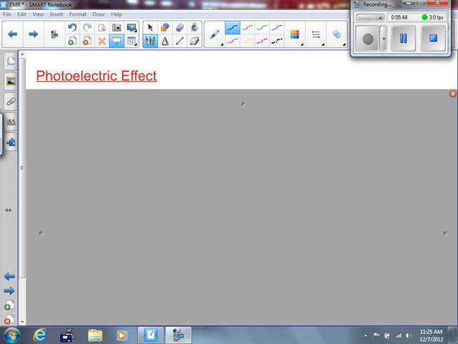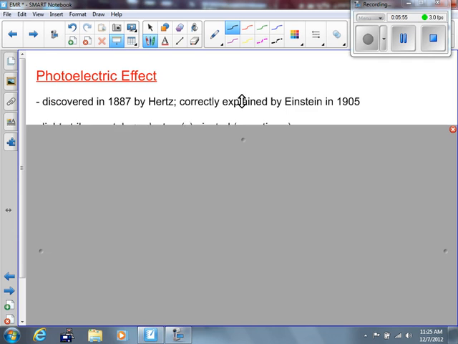So our demonstration showed us exactly what's going on with this photoelectric effect thing. The whole idea that light strikes a piece of metal, electrons are ejected sometimes. Discovered in 1887 by Heinrich Hertz, wasn't explained for another 18 years till 1905 by Albert Einstein. First time we've mentioned Einstein, I think, in Physics 30, isn't it? We're going to mention him several times between now and the end of the year.